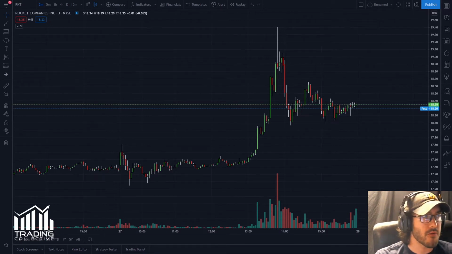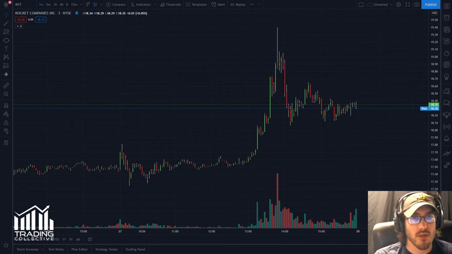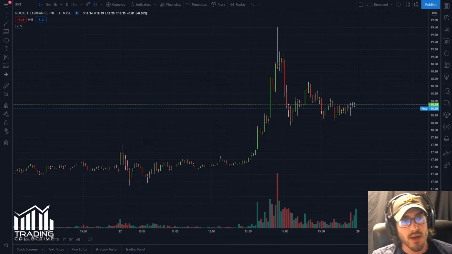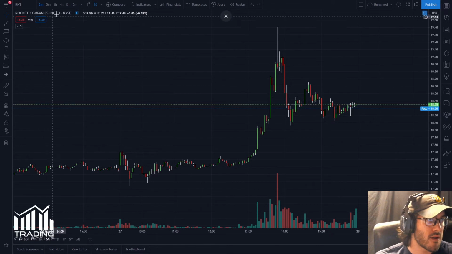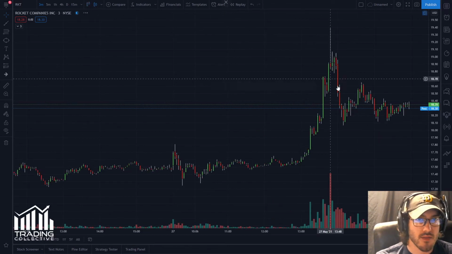So let's roll right into it. We're looking at Rocket on the 3-minute chart with regular candles. Actually, these are Heikinashi. These are regular candles.